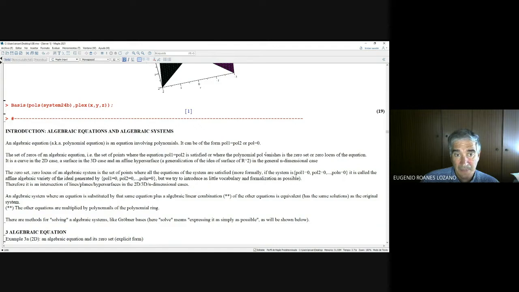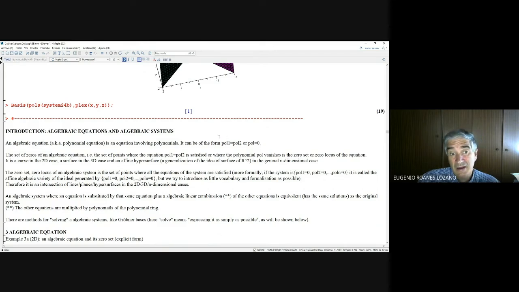The zero set, zero locus of an algebraic system is the set of points where all the equations are satisfied. It is also called the affine algebraic variety of the ideal generated by these polynomials, but we'll try to avoid possible formalization. This zero set or zero locus or algebraic variety is the intersection of curves, surfaces or hypersurfaces in the two-dimensional, three-dimensional, n-dimensional cases.